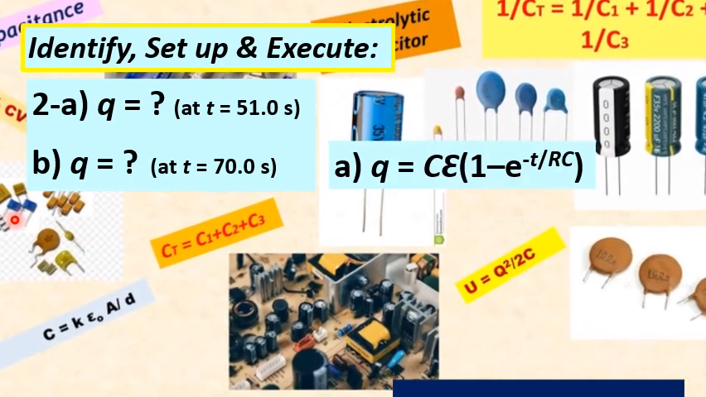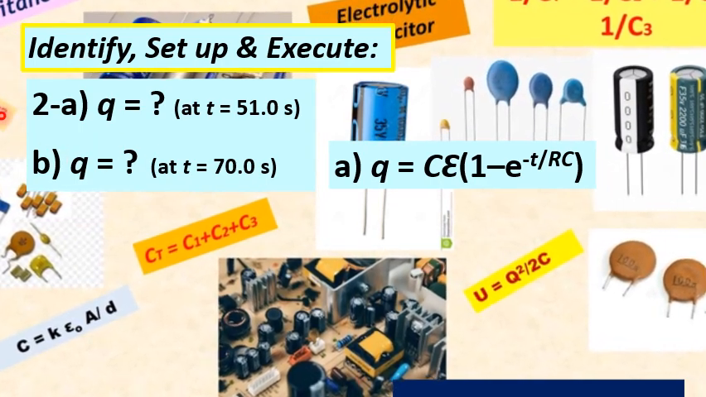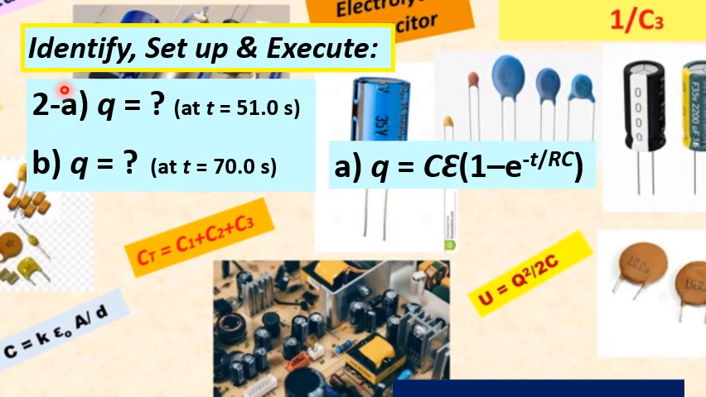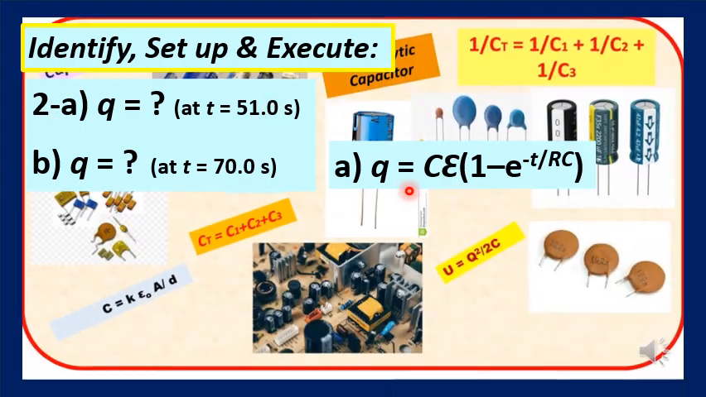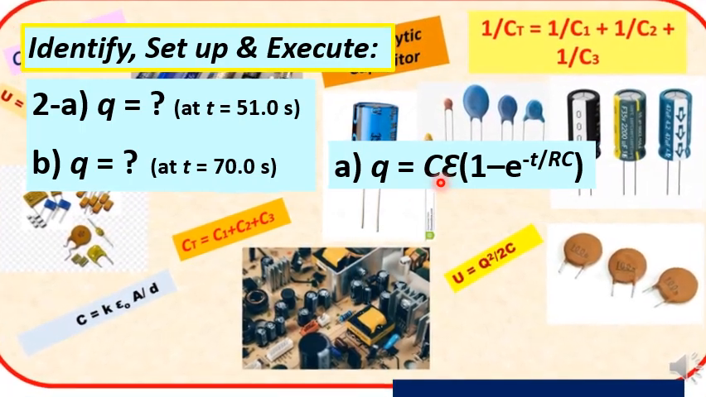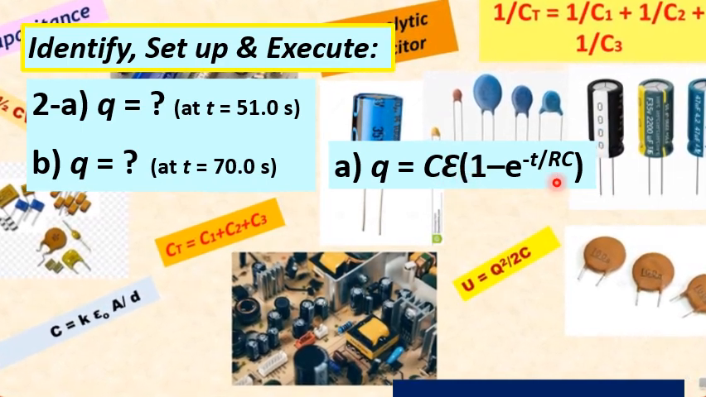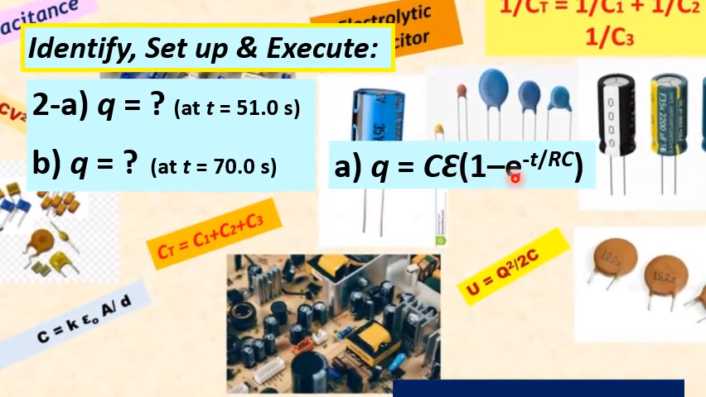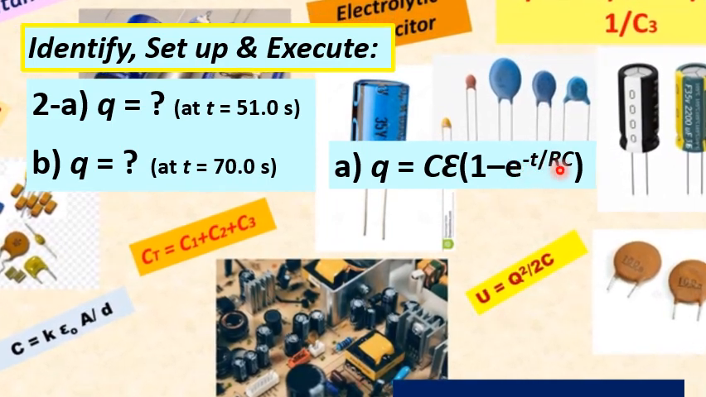And so our working formula for computing small q in letter A is just equal to the product of the capacitance, capital C, and the EMF of the battery, epsilon, to be multiplied by the quantity 1 minus Euler's number raised to the power negative t over RC.